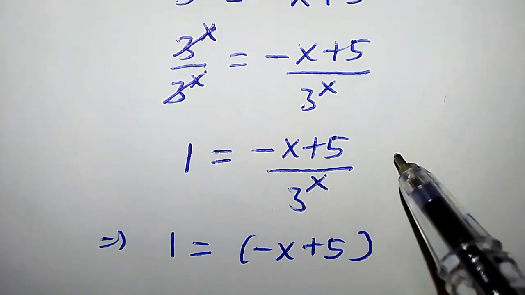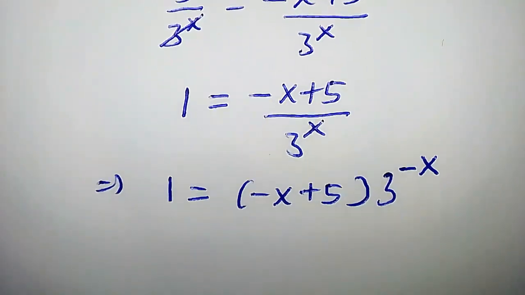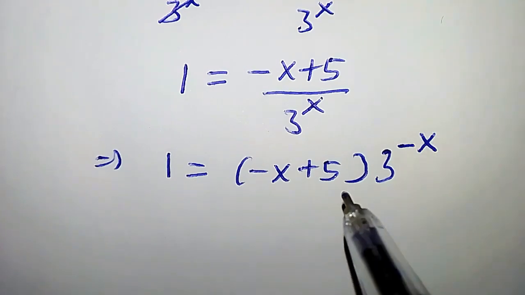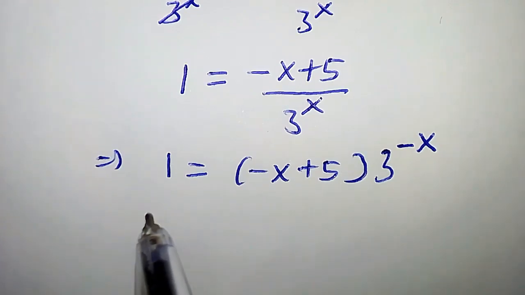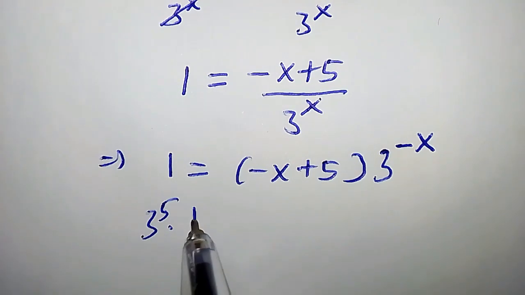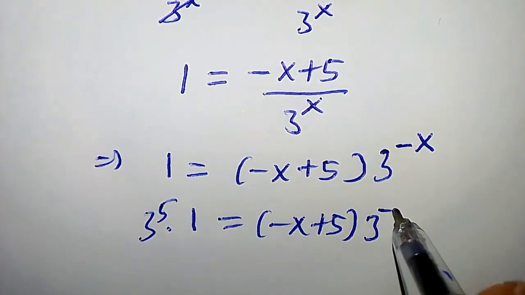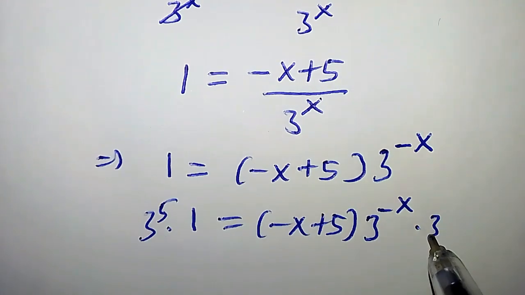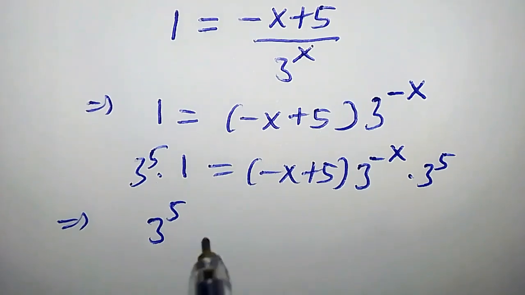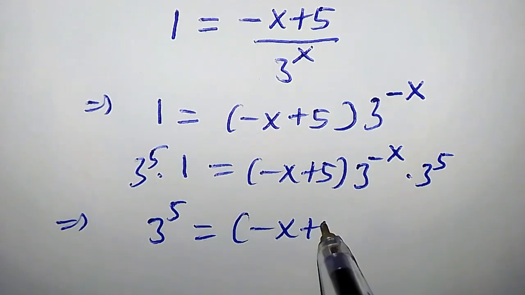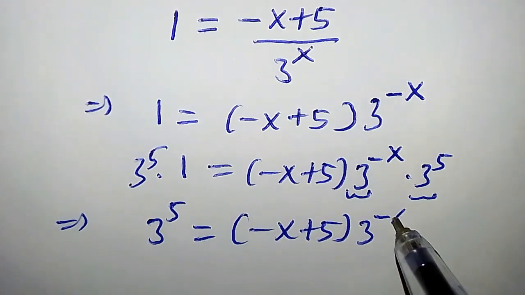Suppose we want this to be at the numerator, it becomes 3 to the power of negative x. So let's proceed further. Now, to make this power to be in the form of this, what do you think we should do? Let's multiply both sides by 3 to the power of 5. So we're going to have 3 to the power of 5 times 1 equal to negative x plus 5 times 3 to the power of negative x times 3 to the power of 5. So this implies that 3 to the power of 5 times 1, that is 3 to the power of 5, equals negative x plus 5. If you combine these two by the law of indices, we have 3 to the power of negative x plus 5.